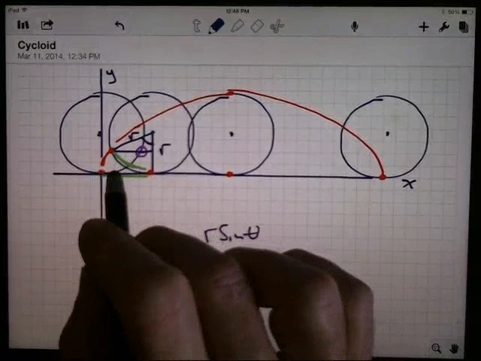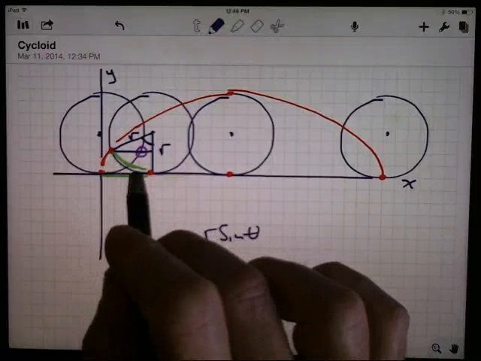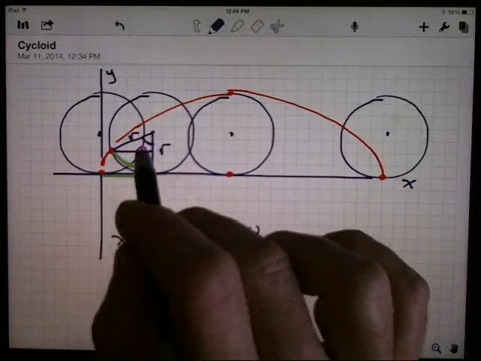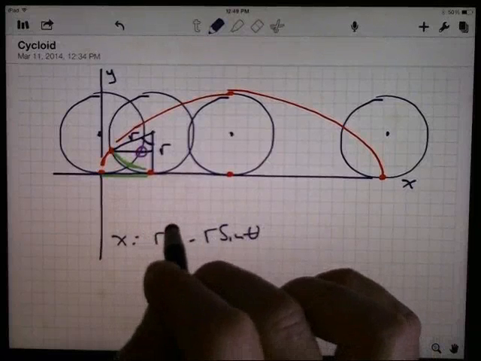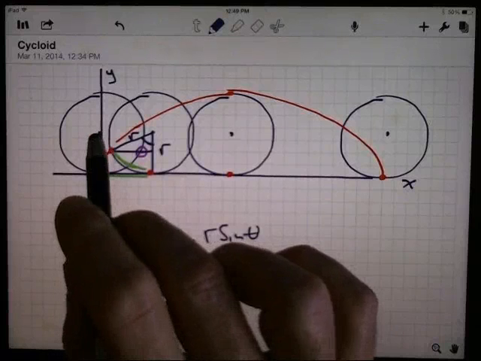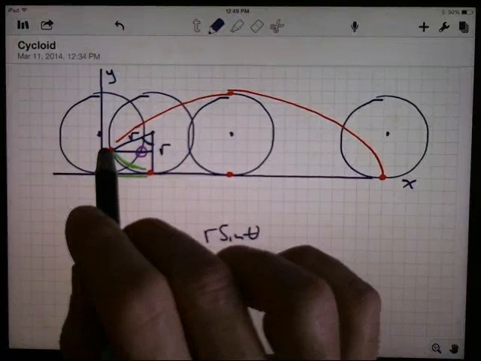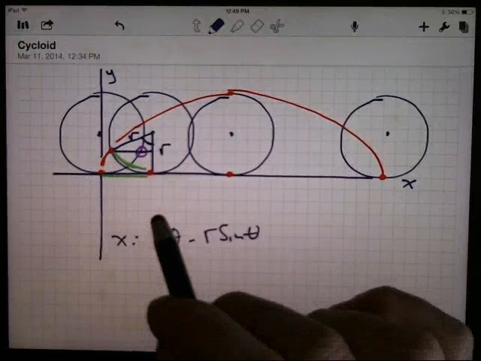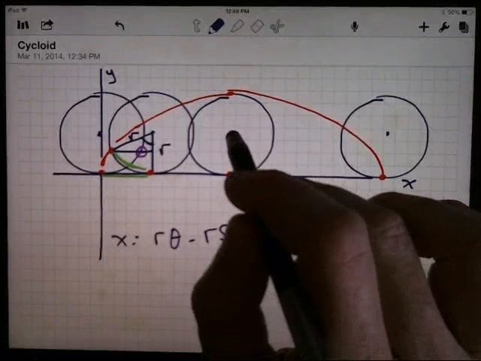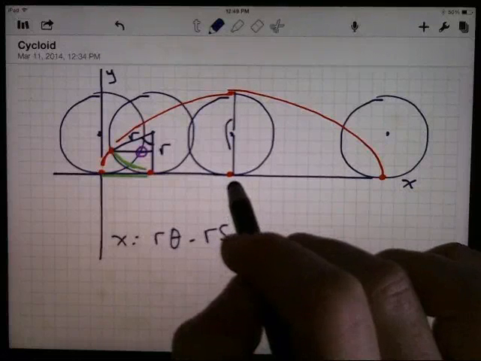But what is this length? Well, this length is the same as the arc length. The arc length is the angle times the radius, r times theta. So the total distance the center of the wheel has rolled minus this little bit would be where that point still is.